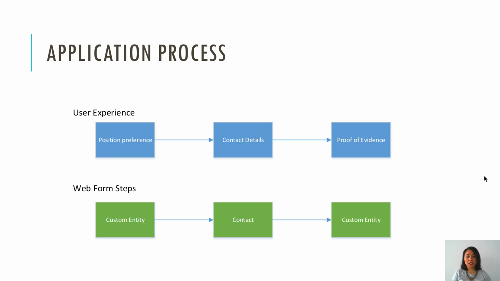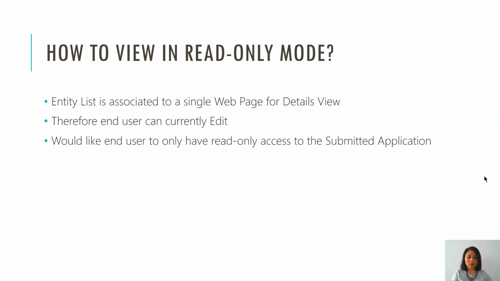And so the application process is that an individual logs into the Dynamics portal, they select their position that they want to apply for, so that's going through a custom entity that the web form step is referencing, and then they proceed to updating the details, where that second web form step is calling the contact for that logged in portal user, and then the final web form step is essentially supplying proof of evidence. So this is a compliance custom entity that surfaces through as a subgrid in the web form step of the application process.